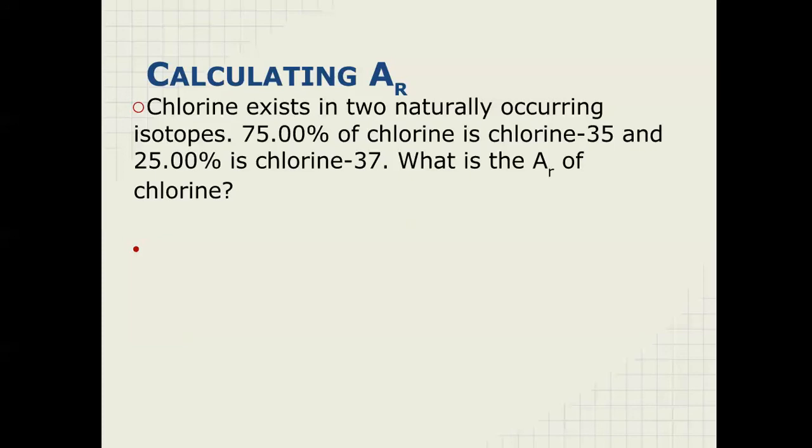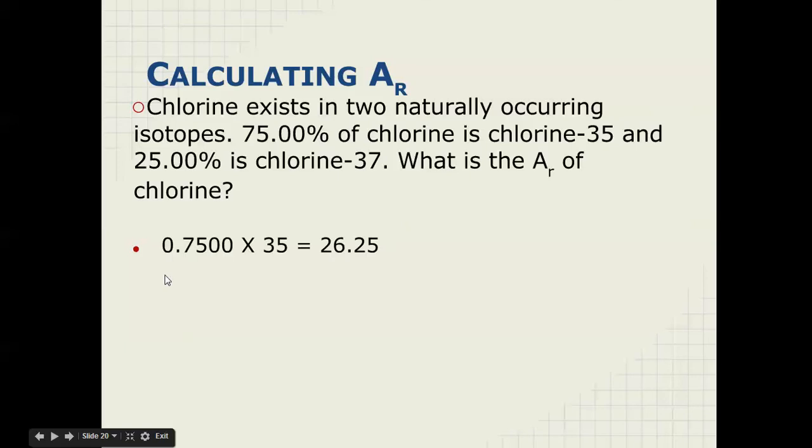Same type of problem, same concept in a slightly different format. It says chlorine exists in 2 naturally occurring isotopes. 75% of chlorine is chlorine-35 and 25% is chlorine-37. What is the A sub R, the relative atomic mass of chlorine? So we need to find the average mass. What we can't do is just take 35 plus 37 and divide by 2 and get 36, because that does not account for the fact that the amounts of chlorine-35 and chlorine-37 are vastly different.